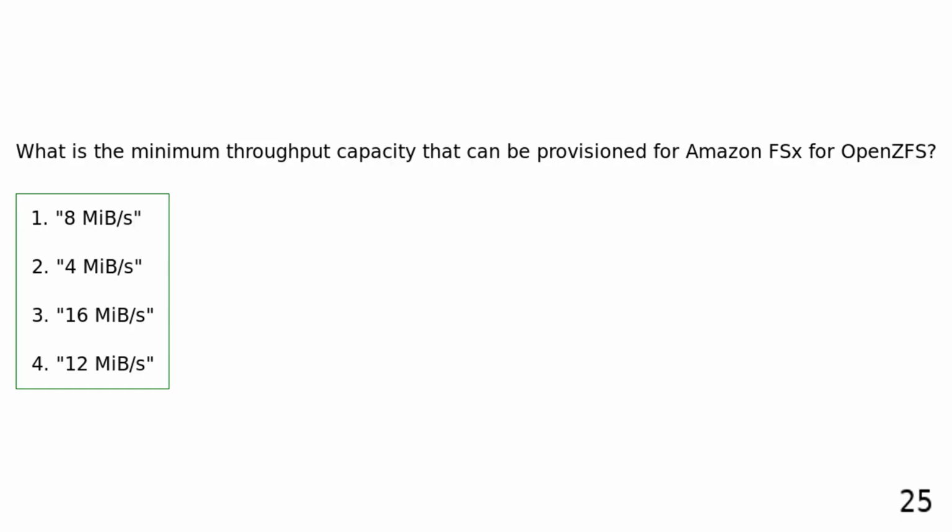What is the minimum throughput capacity that can be provisioned for Amazon FSx for OpenZFS? 8 MB/s. 4 MB/s. 16 MB/s. 12 MB/s.